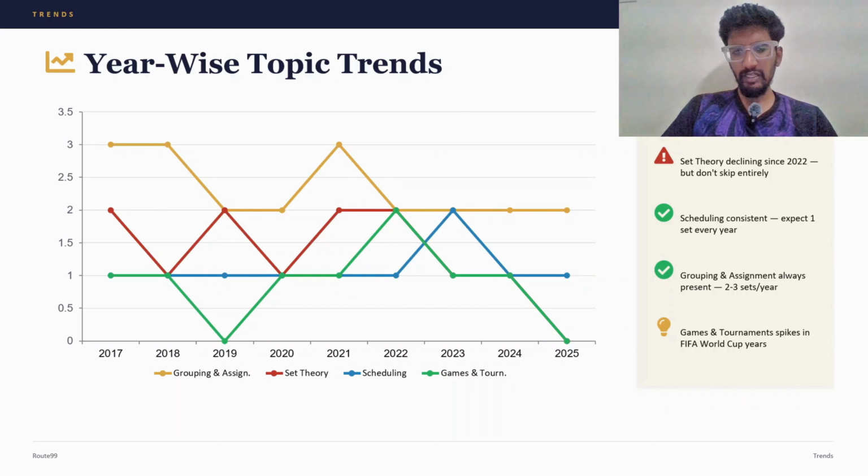Now let's talk about something unusual: games and tournaments. Look closely. In FIFA World Cup years, these sets tend to appear more frequently. 2022 had a World Cup, and we saw the spike. And guess what? 2026 is again a World Cup year. So maybe, maybe not, this set can come again. Right? Definitely take a shot on this, because CAT loves patterns.